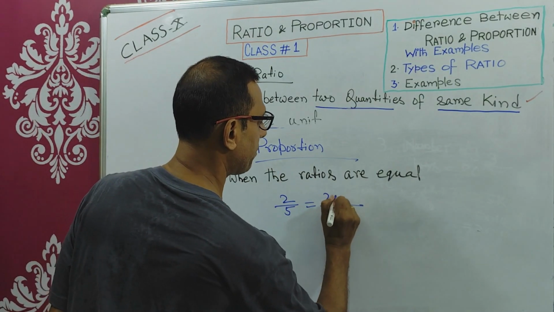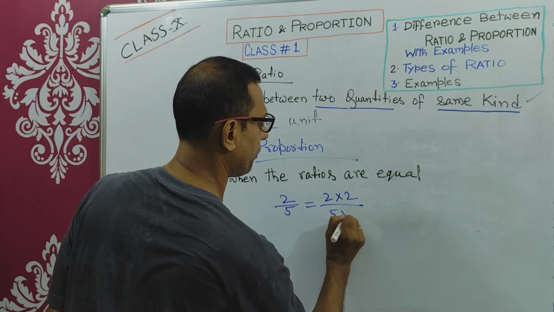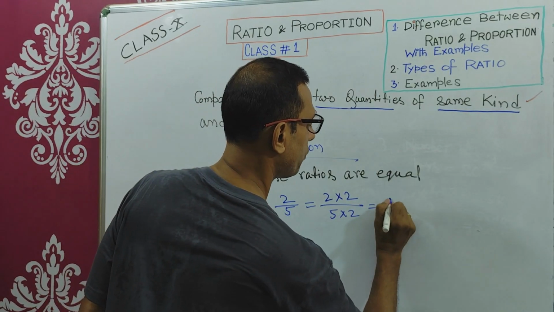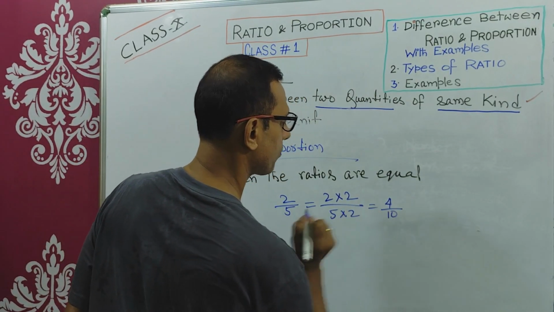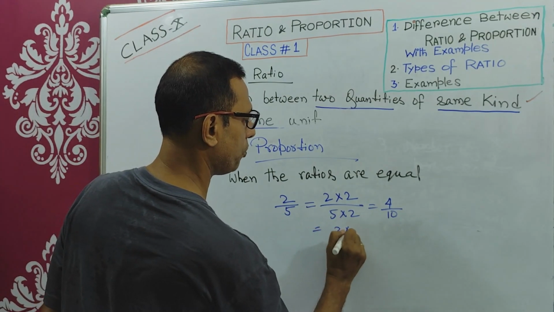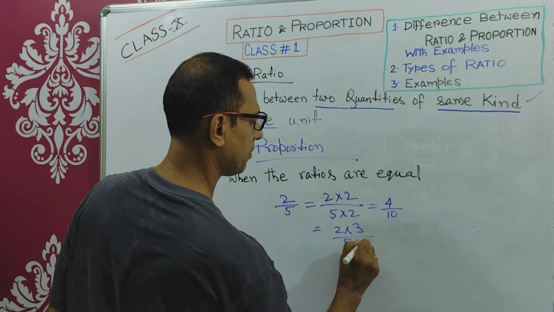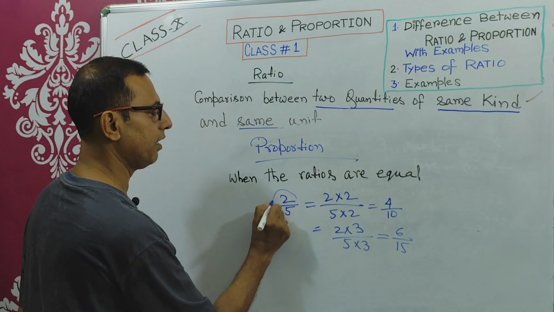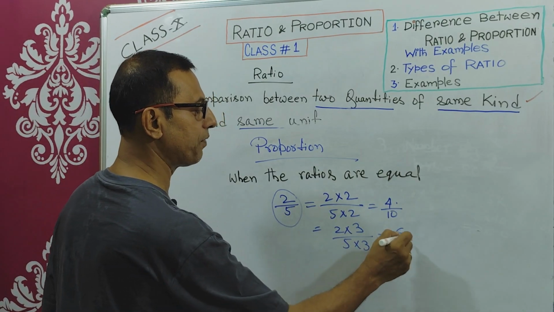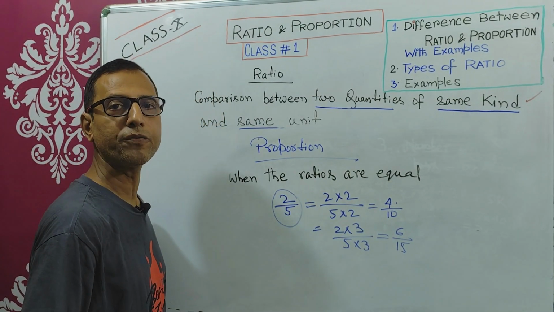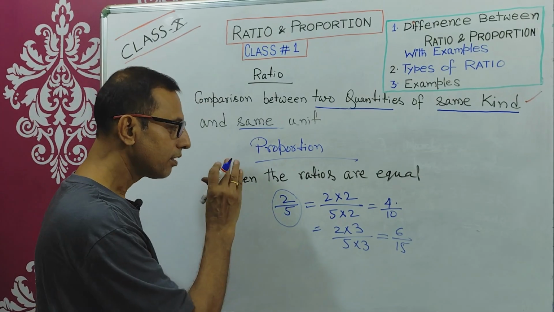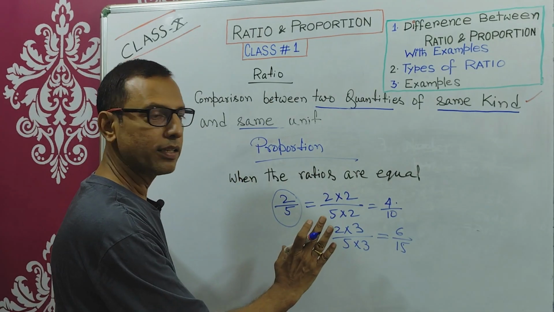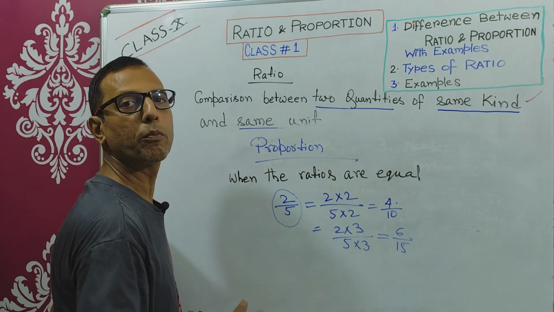Let's say I multiply both numerator and denominator with 2, that means 2 into 2 by 5 into 2, which is 4 by 10. Or we can say 2 into 3 by 5 into 3, that means 6 by 15. So 2 by 5 is the least fraction, and 4 by 10, 6 by 15 are equivalent fractions of 2 by 5. That's the concept used. If the two ratios are equal, then we can say this is a proportion.